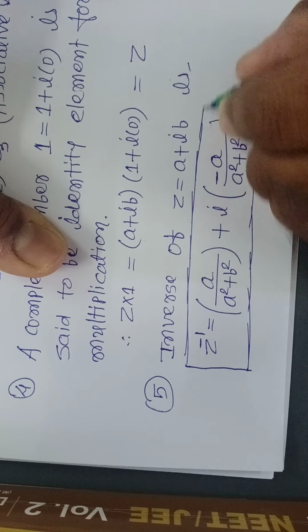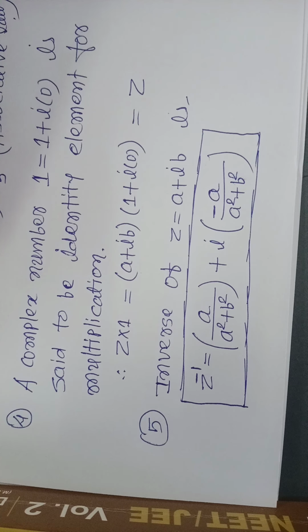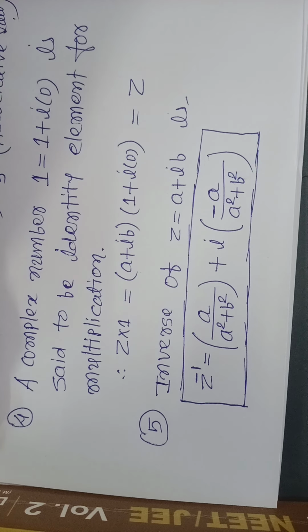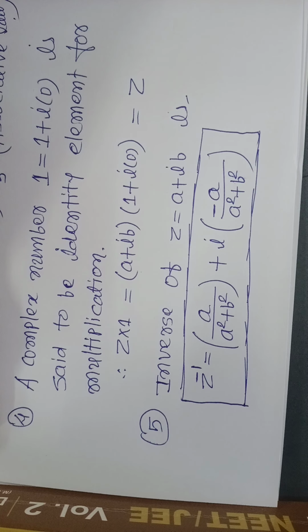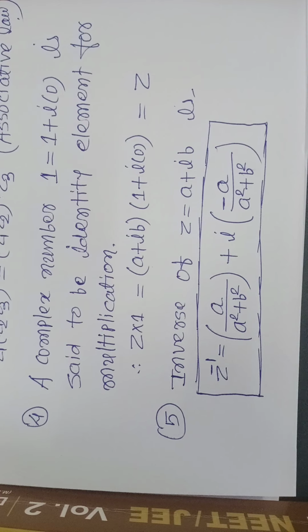Do you know the meaning of inverse? Inverse has no meaning in multiplication? Do you know? Inverse is this: 5 into 1 by 5 is 1. So that's why you say that 1 by 5 is the inverse of 5. But the multiplication must be identity.